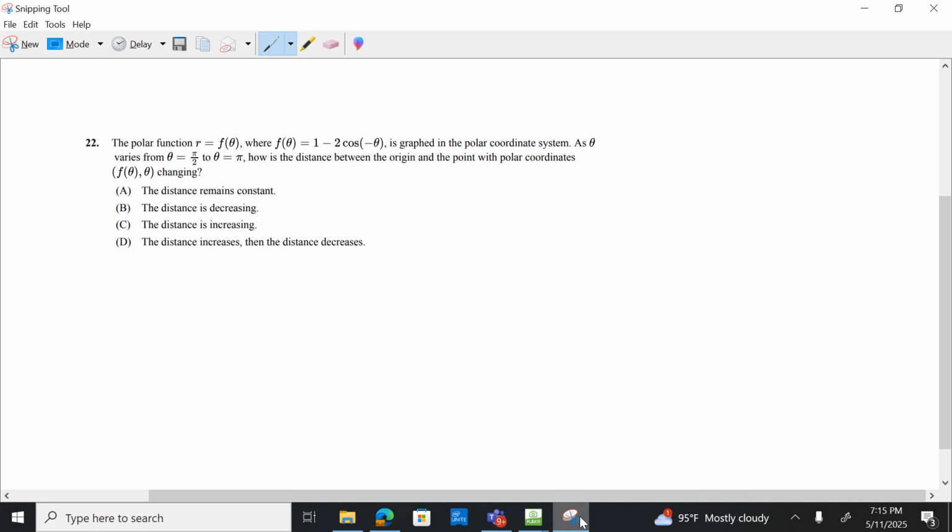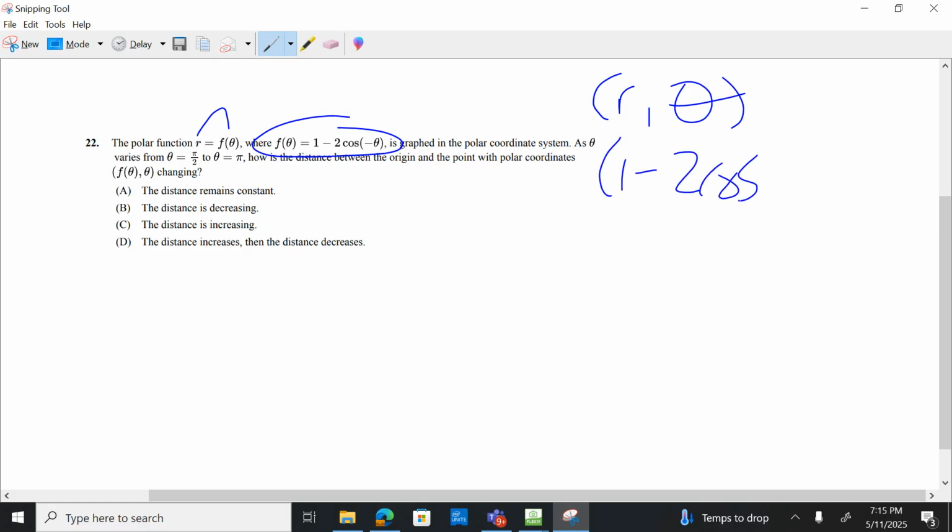This looks like a tricky one. Okay, let's take a look at this. As a reminder, we have r, theta. r is equal to f of theta. So we have r, theta, and r is equal to this quantity: 1 subtract 2 cosine of theta, and then theta. And what is the distance between the origin and the point on the coordinates as we change here? Okay, so let's try that.